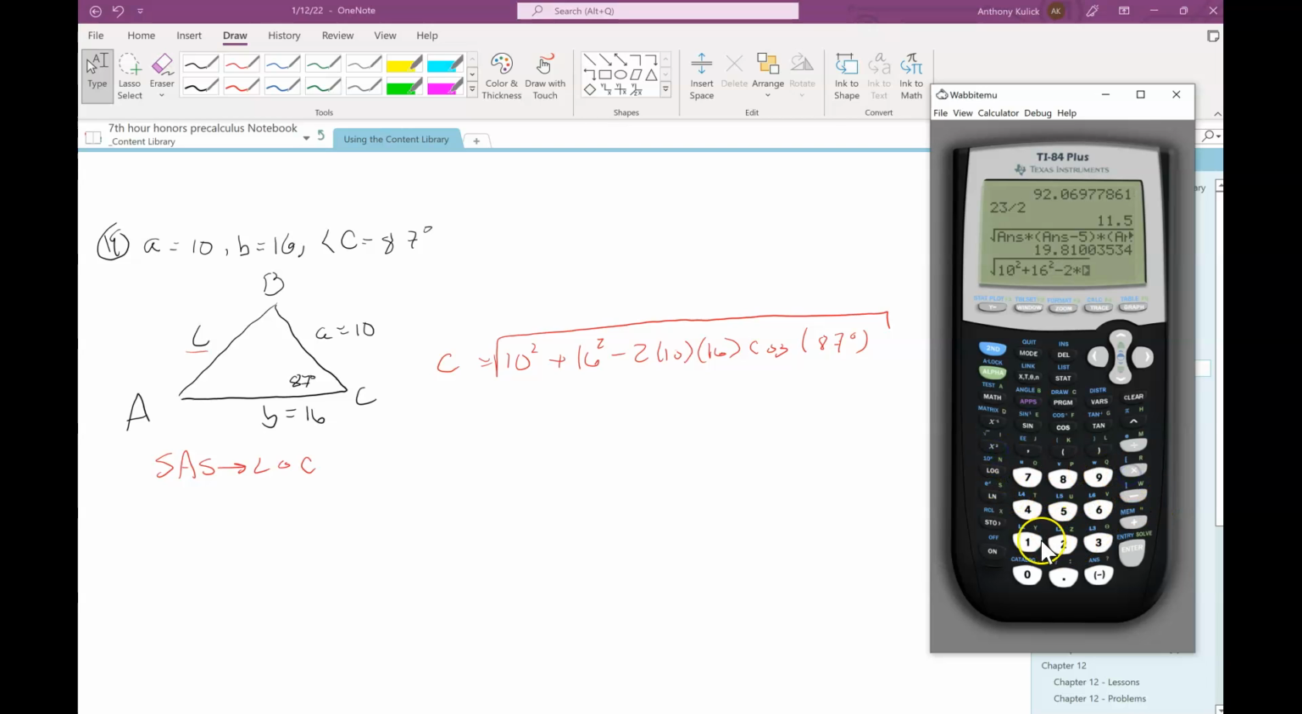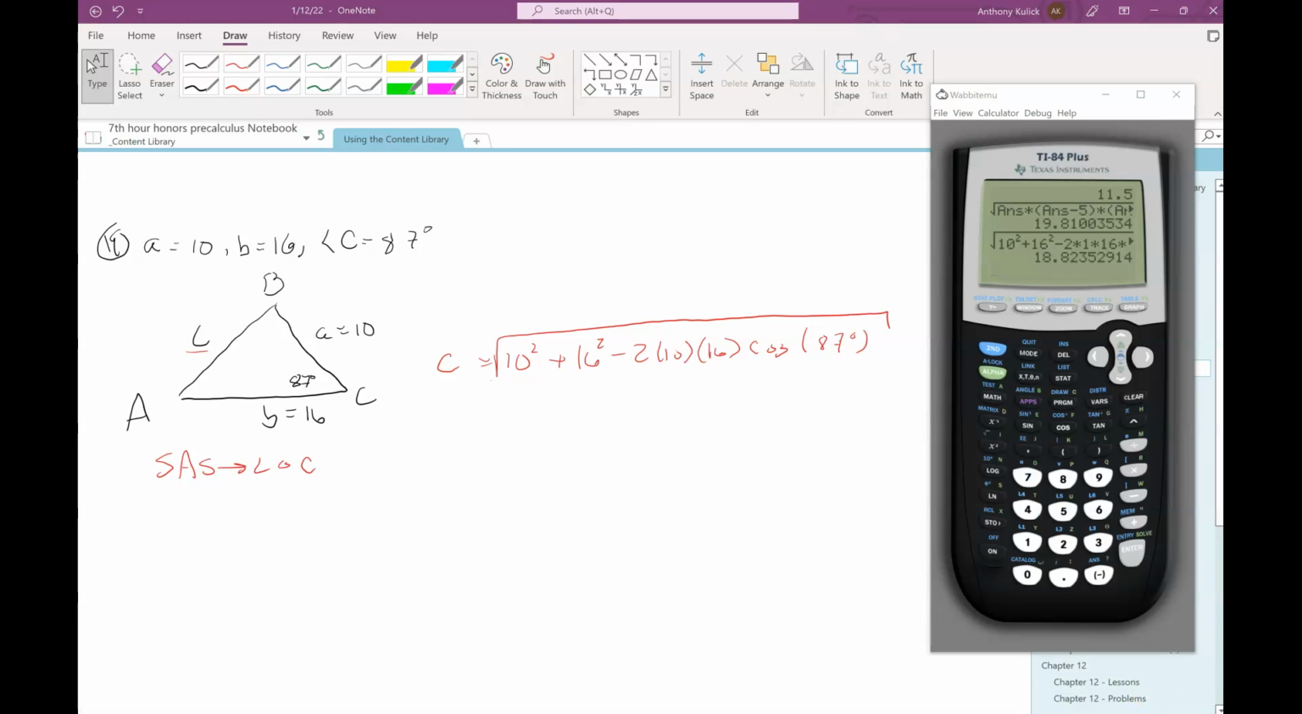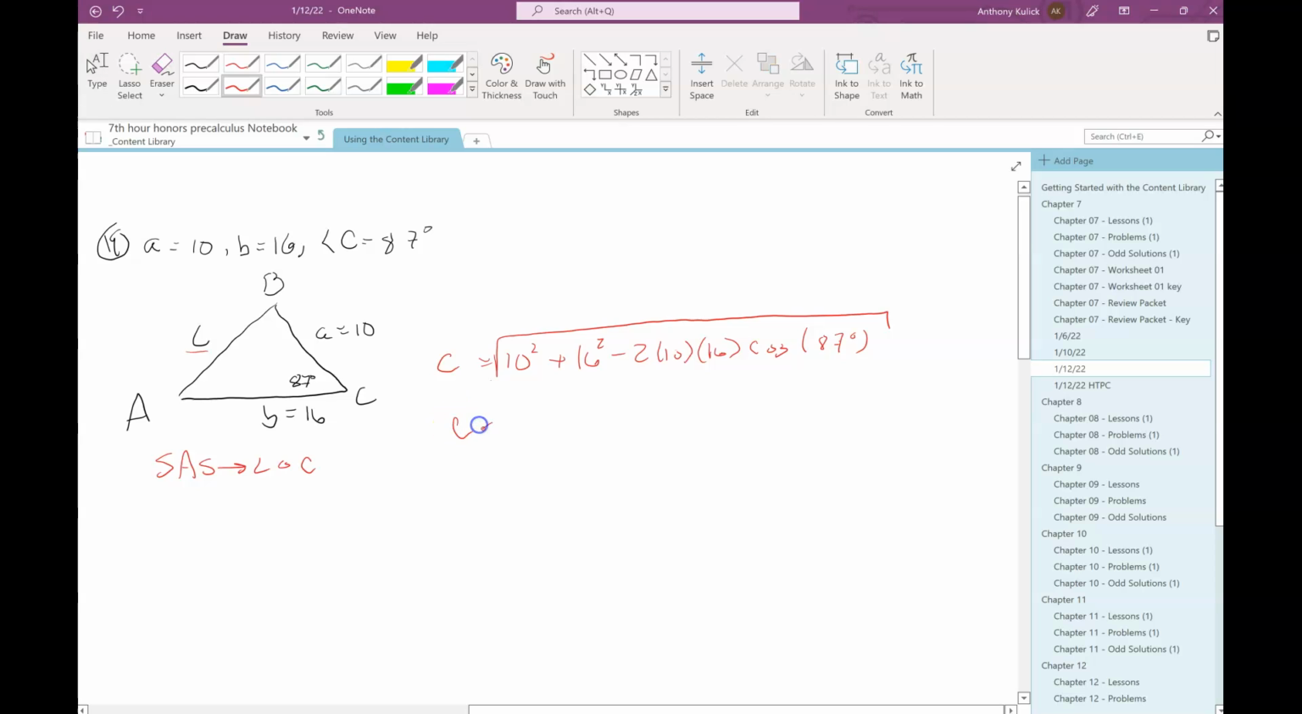Josie, so far so good? Yes. Okay. As I type this in, what mode should my calculator be in? Degree. How do I know degree mode? Because the angles are given in degrees. Excellent. So that was 1882. So far, so good.